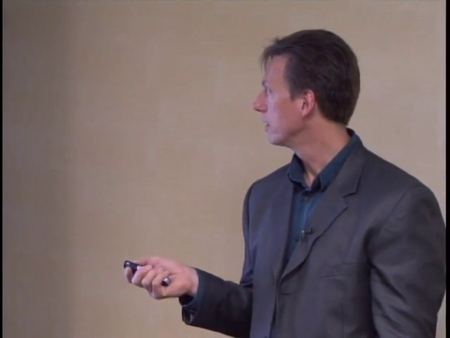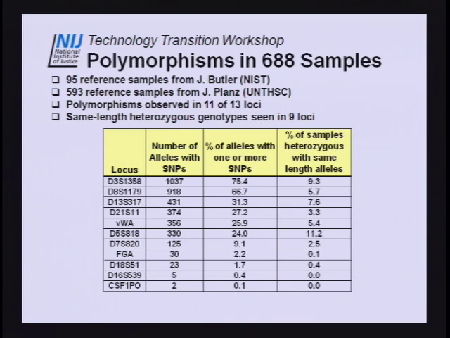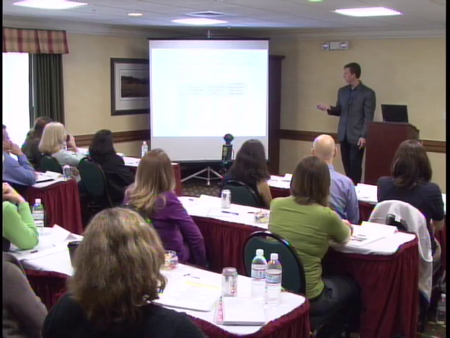Now we ran some samples with John Butler, 95 reference samples. I don't have the reference down here, I apologize, but they're part of the reference set from Caucasians, African Americans, and Hispanics that was published by NIST. It was a larger set; this is a subset. And then some 590 or so reference samples from Texas, from John.